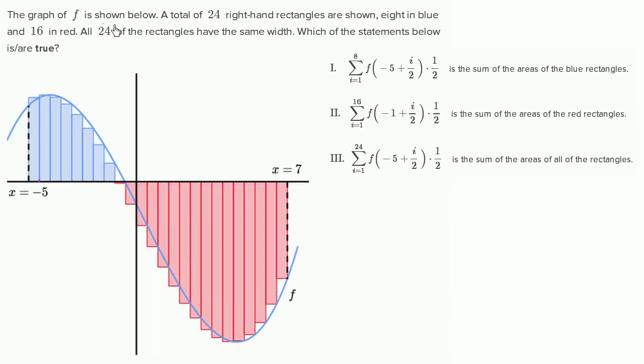The graph of f is shown below. A total of 24 right-hand rectangles are shown. So what do you mean by right-hand rectangle? So there's clearly 24 rectangles.